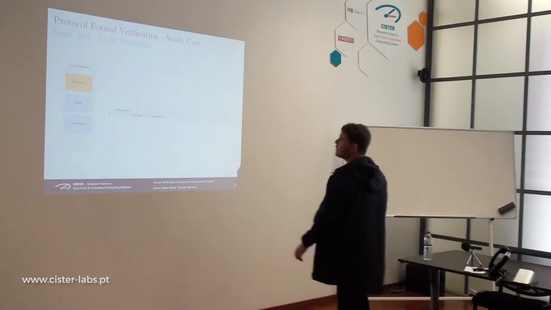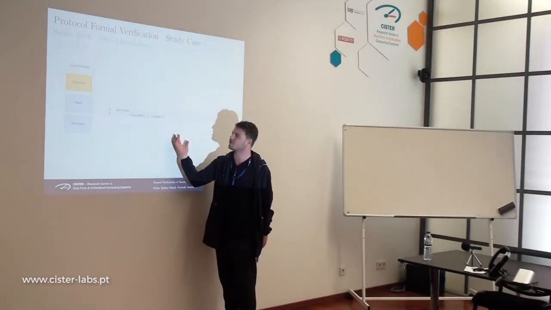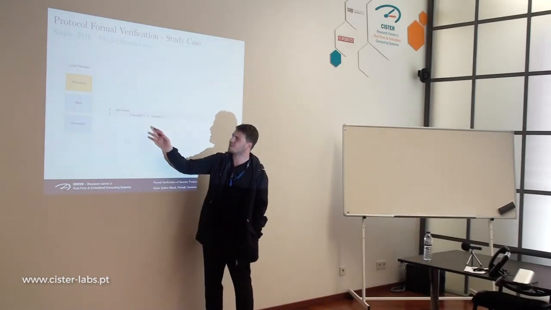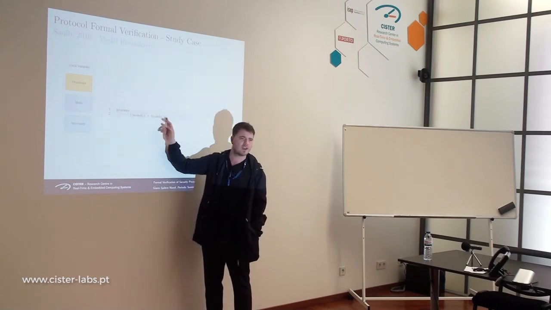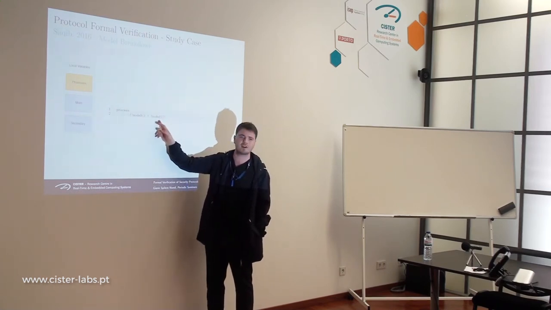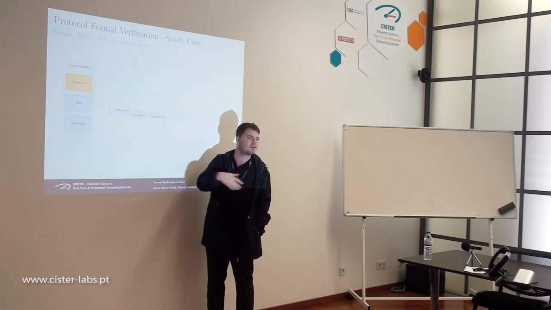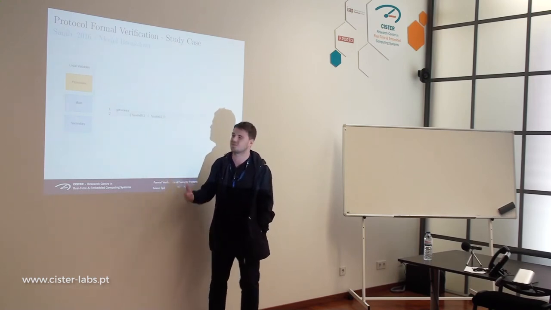This is how you declare the main process. What it's saying is that you have a node B and a node A, and they are replicated an unbounded number of times, an infinite number of times.